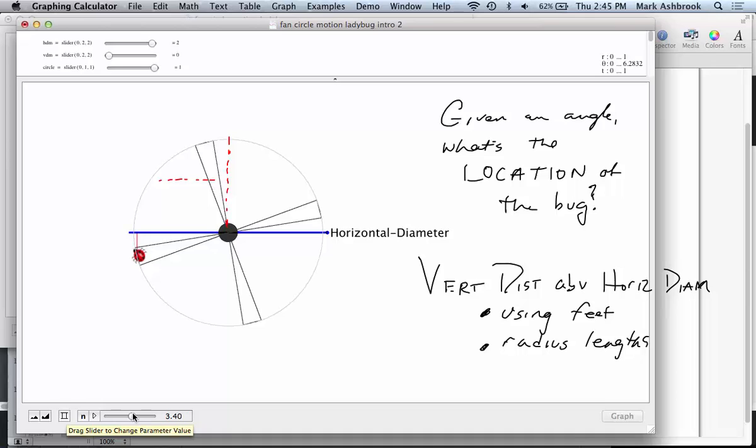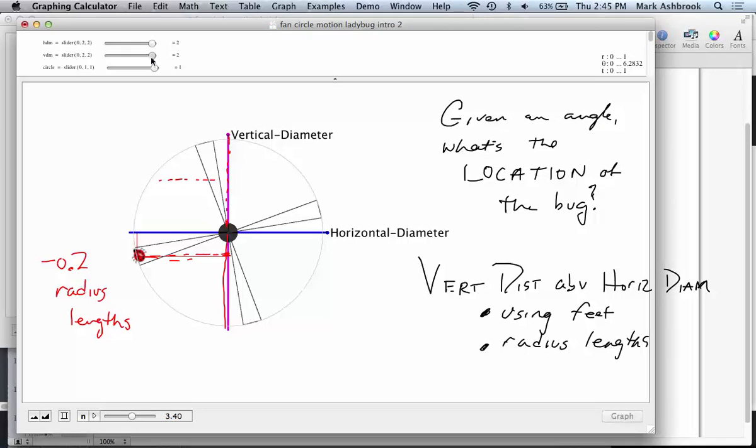What about now? In radius lengths, what's the vertical distance above the horizontal diameter? Maybe negative 0.2. It's less than a quarter even, right? Negative 0.2 radius lengths above. So this concept of measuring vertical distance, both in feet and also in radius lengths, is really important with where we're going. And then we could have the same conversation all over again.